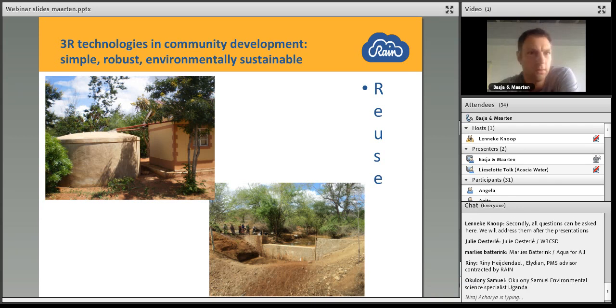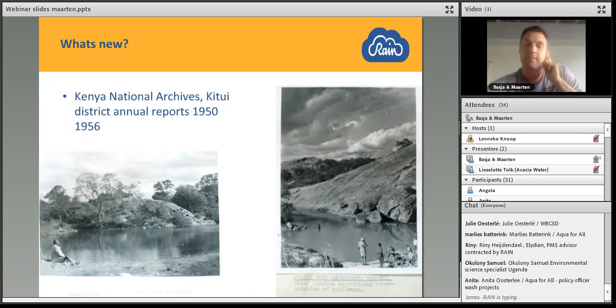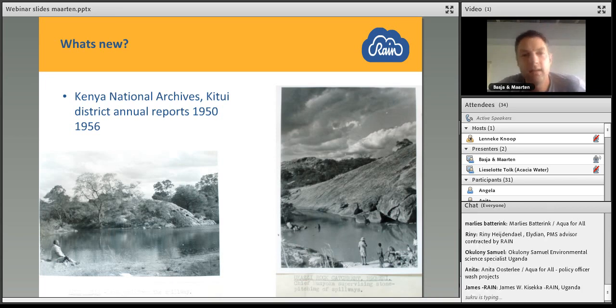And we know this, or at least I know this, because I've been looking at the history of the Kitui district. When you go to these places in Kitui, you usually find several structures that are still standing from the 1950s, from the colonial period. And I've studied some of these structures.